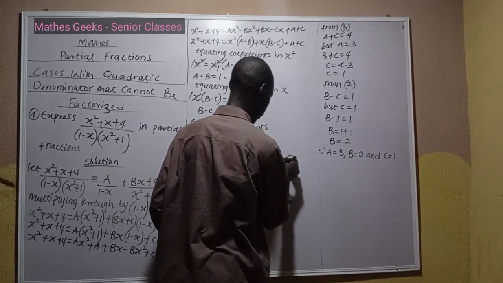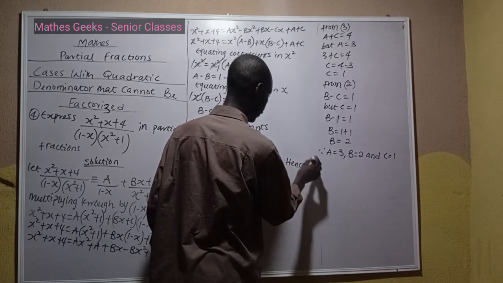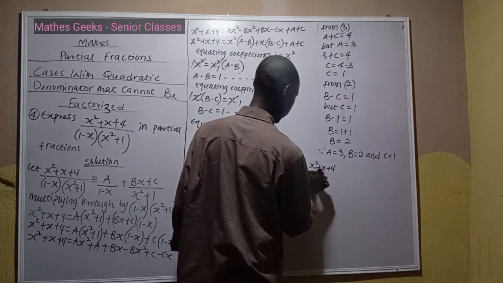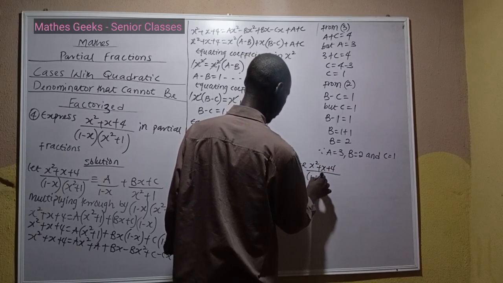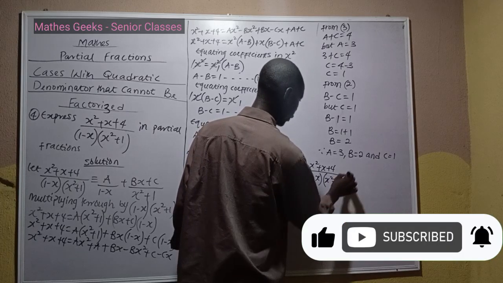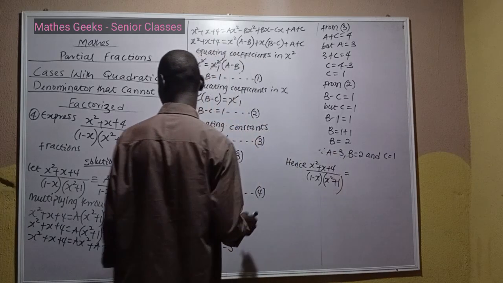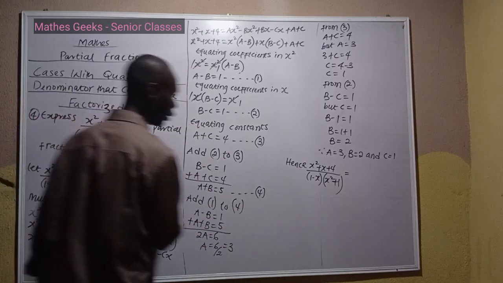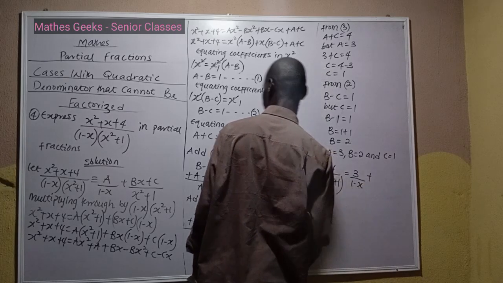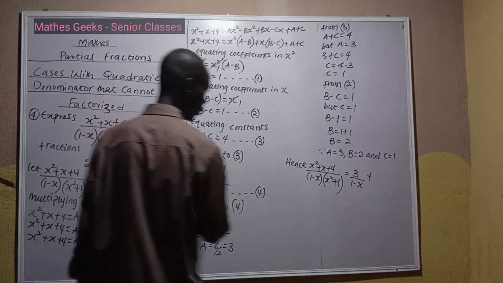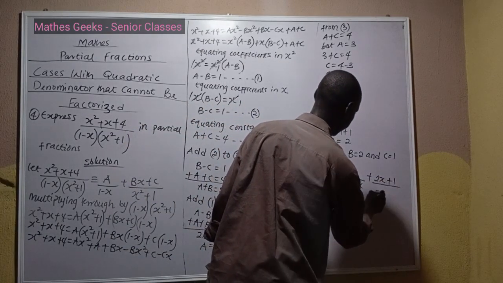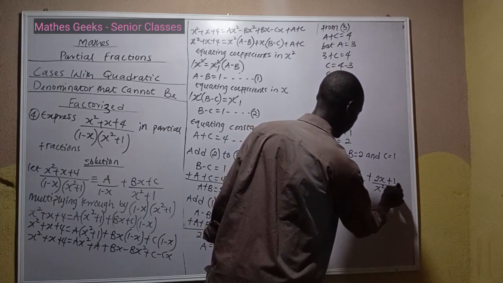Hence, you can say x squared plus x plus 4 over 1 minus x and x squared plus 1 is equal to, remember we said let it be equal to a over 1 minus x, our a is 3, so it is 3 over 1 minus x, plus bx plus c, our b is 2, that's plus 2x, and c is 1, over x squared plus 1.